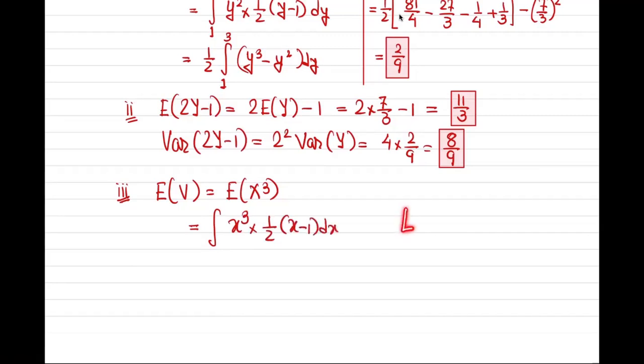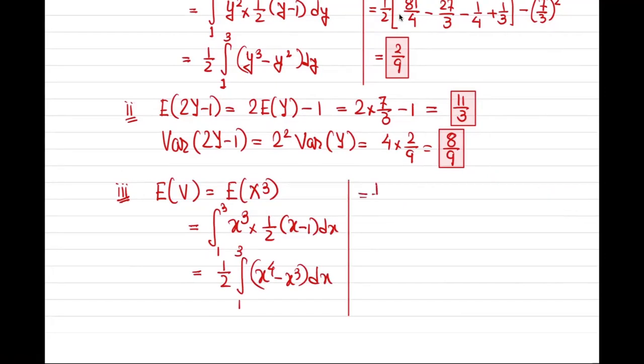As you know, in S2 you learned E of x to the power n is the integration of x to the power n f(x). Here the limits should be 1 to 3. Half, if we expand this, we get x to the power 4 minus x cubed dx. Now, if I integrate, 1 by 5 x to the power 5 minus 1 by 4 x to the power 4.